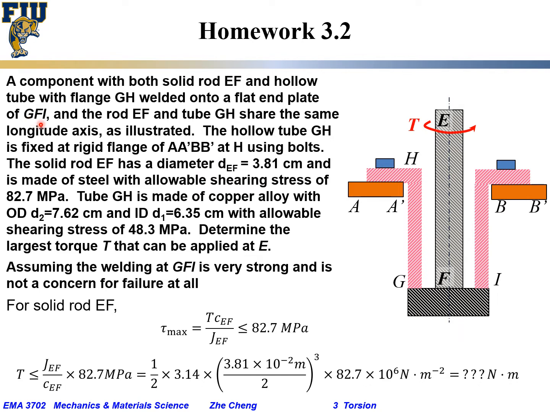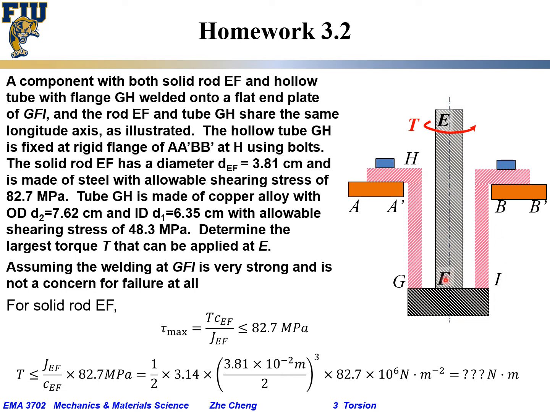The solid cylindrical rod EF and the GH tube share the same longitudinal axis. They're concentric, as illustrated. Of course, we are only looking at the cross section. The hollow tube GH is fixed by the flange onto A prime, B prime. So you have to imagine this: a solid rod in the center, a tube outside.